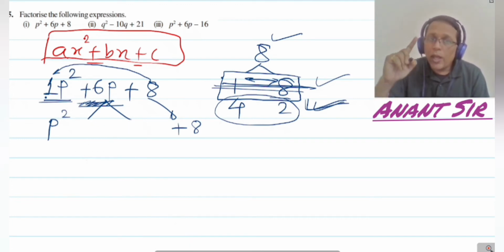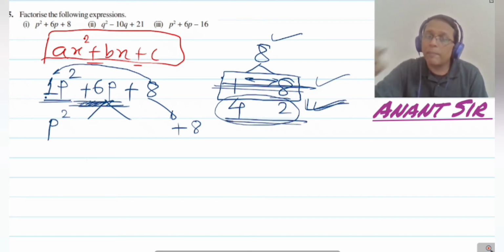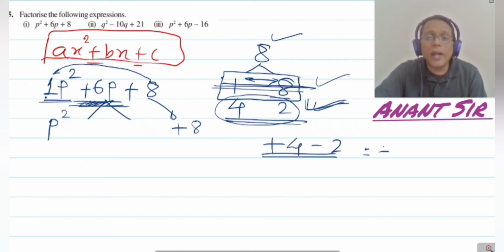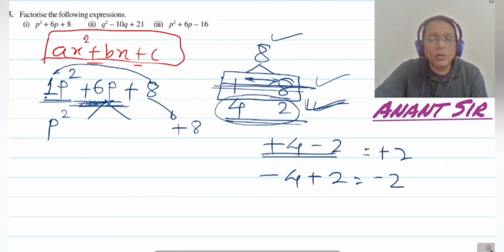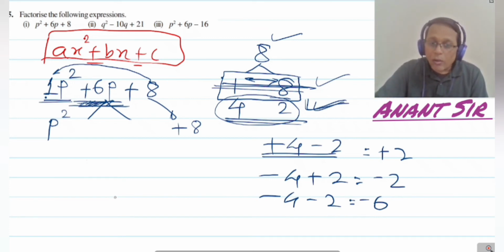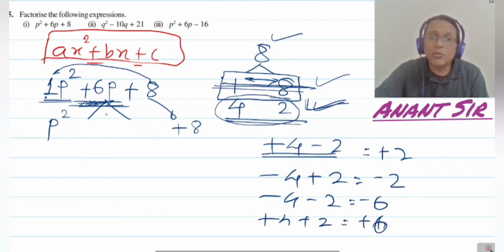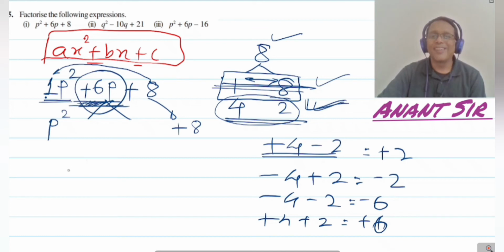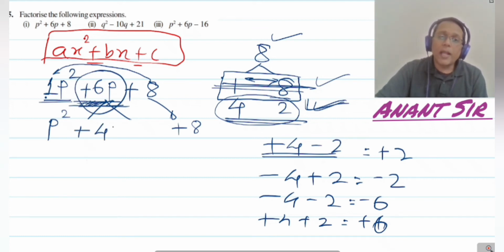So we are going to use this 4 and 2 in place of this 6, but the answer has to be the same. That means I cannot write plus 4 minus 2 because my answer will be plus 2 then. I cannot write minus 4 plus 2, otherwise my answer will be minus 2. I cannot write minus 4 minus 2, otherwise my answer will be minus 6. I have to write them as plus 4 plus 2 so that my answer is plus 6. What was the middle term? Plus 6. So I have to write them as plus 4p plus 2p.